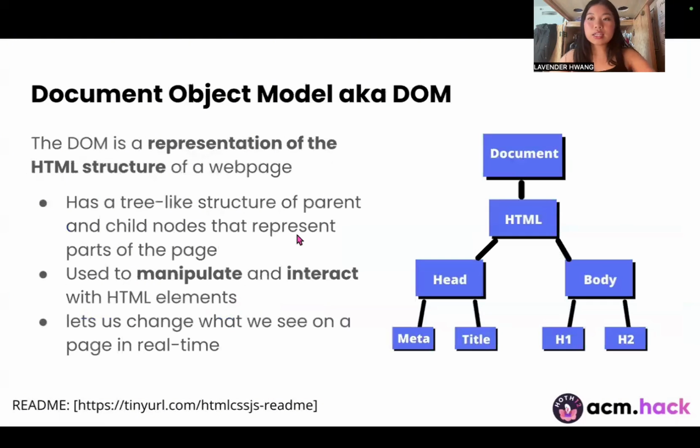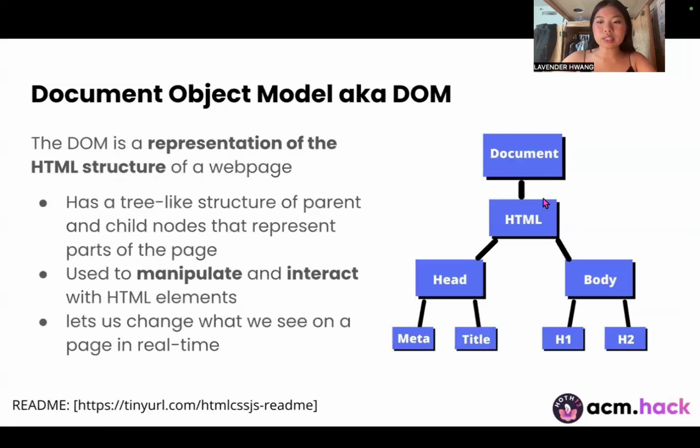Okay. Next, we're going to move on to something that you may not have heard of before, and this is called the document object model, aka the DOM. So the DOM is a representation of the HTML structure of a web page, and it looks like a tree with parent nodes and child nodes that represents where they are in the HTML file. You use the DOM to manipulate and interact with HTML elements, and it's responsible for letting us change what we see on a page in real time.